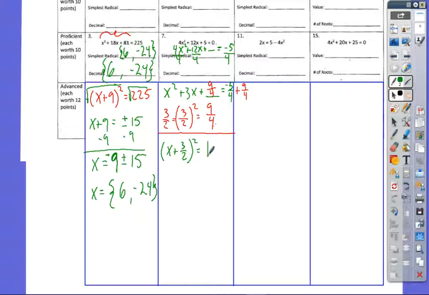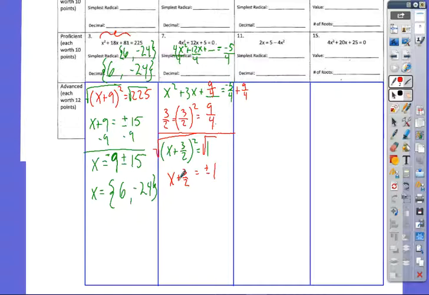So what am I going to do to both sides to get that x out of there? All right. How about Jake? Let's take the square root of both sides. So, Jake, what do I get now? Plus or minus 1. All right, because the square root of 1 is 1.